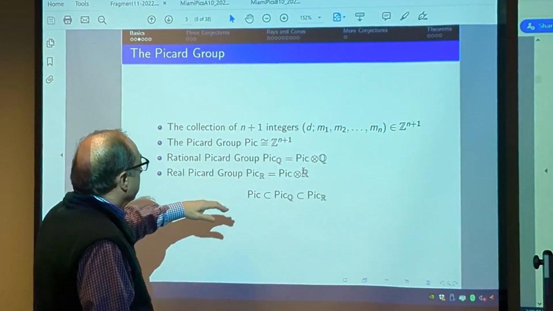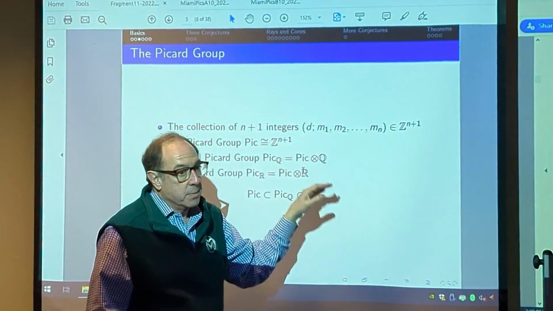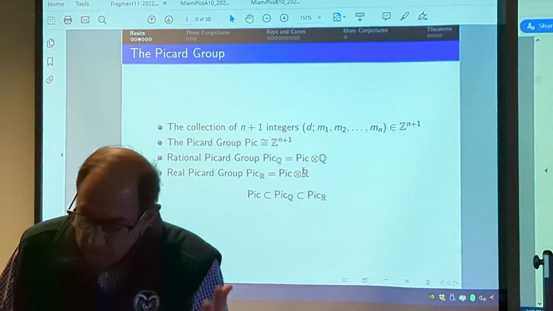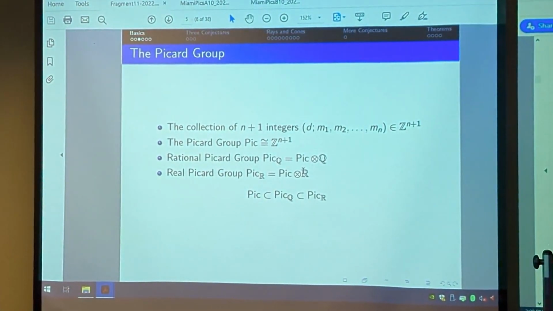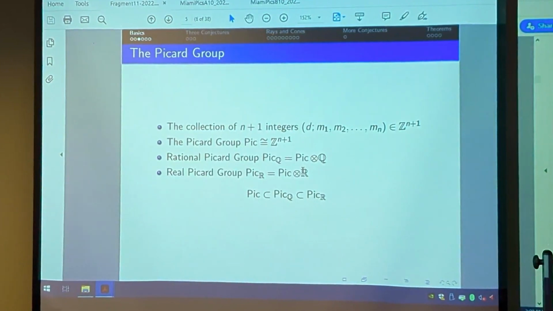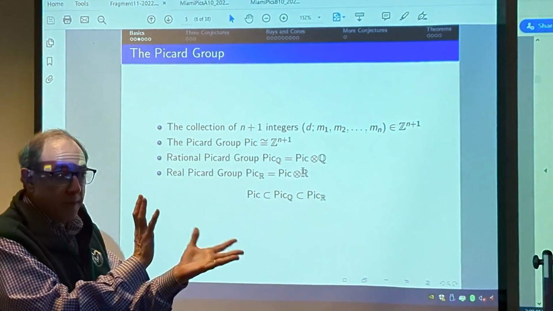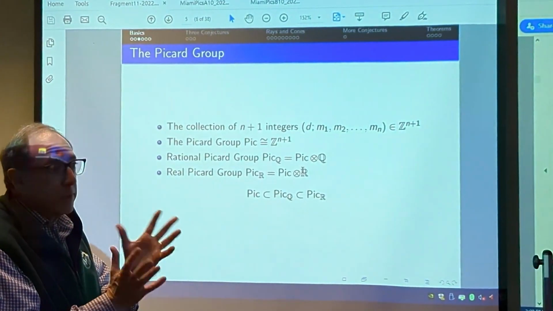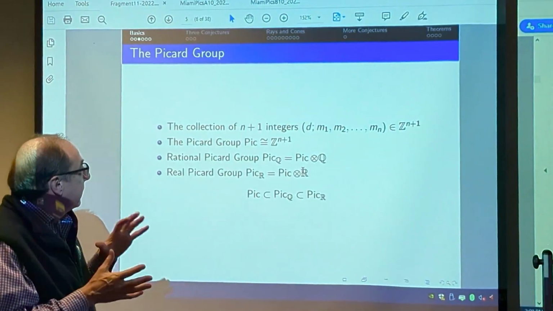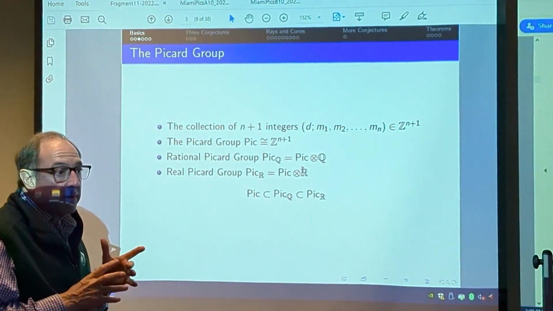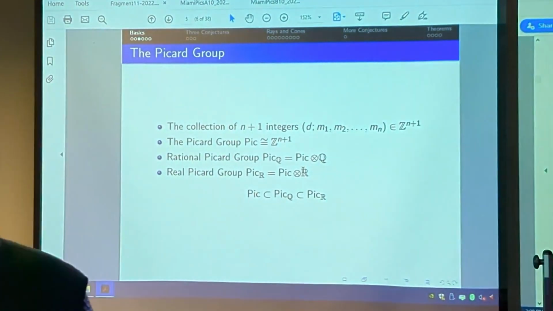And you can tensor with Q and consider not just integer values, but rational values. That doesn't make sense for asking the polynomial and multiplicity questions, but bear with me. You can tensor with the rationals and look at the rational vector space. And maybe that's of some use, because the integer setting can be annoying from the point of view of the number theory of it all.